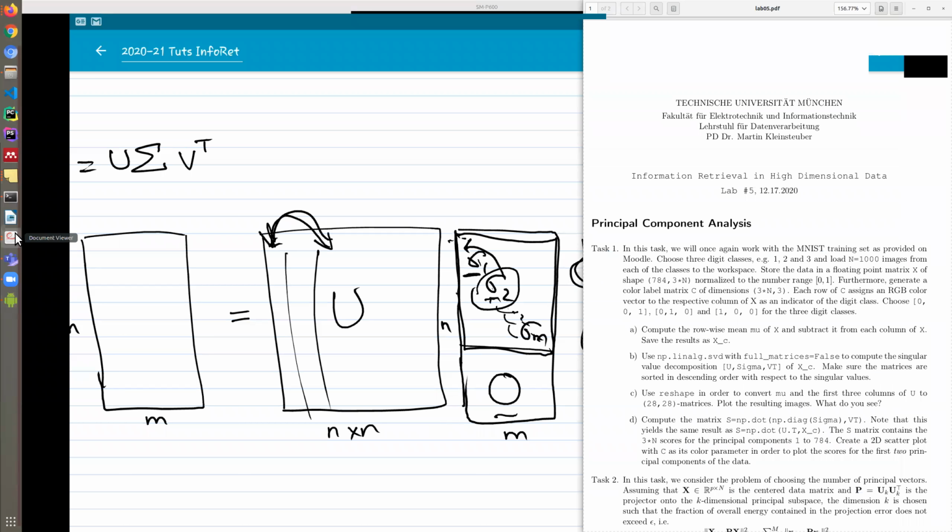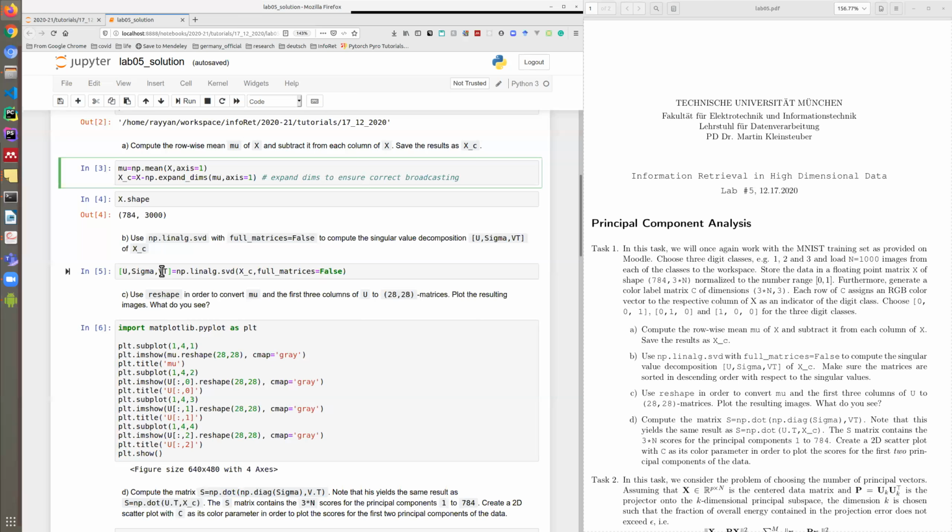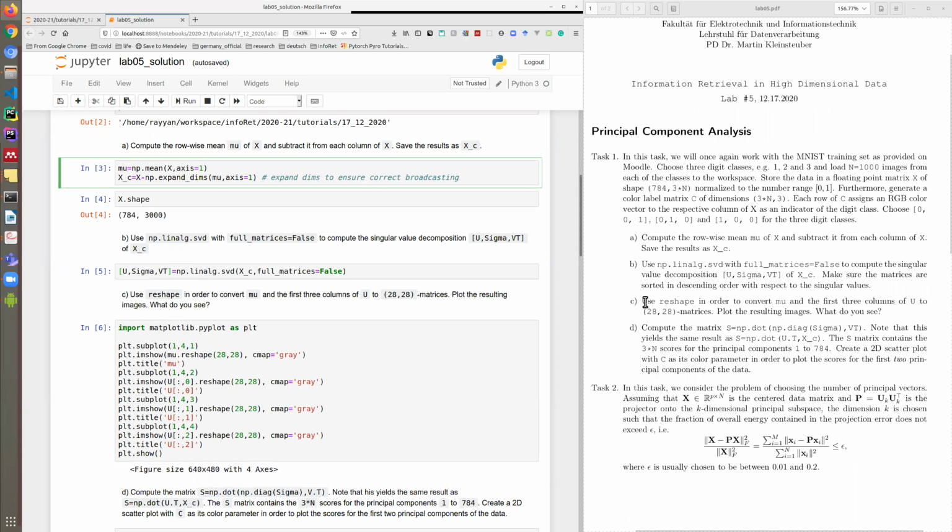So this is what we were asked, but we are lucky here that in our case, this function already does that, so we need not worry about it. We're getting U, sigma, and V transpose from SVD, and this line is enough to perform the whole SVD. Now what we want to do is use reshape to convert mu and the first three columns of U into 28 by 28 matrices. Plot the resulting images. What do you see?